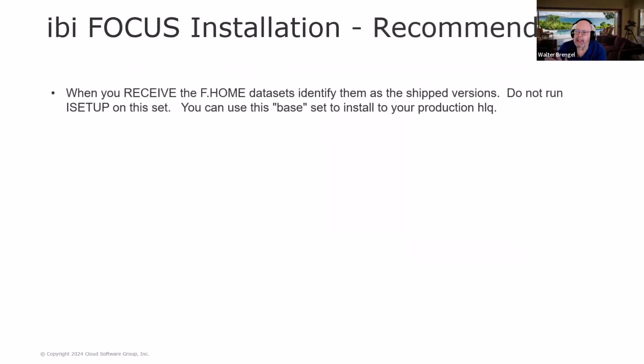All right, so recommendations. When you receive the f.home datasets, identify them as a shipped version. So even if you don't receive it, if you run the .run file, you want your output final datasets, keep them as a base. This way you always have a clean set of the files that we shipped. Then use the base to install to a different high-level qualifier for your production version.